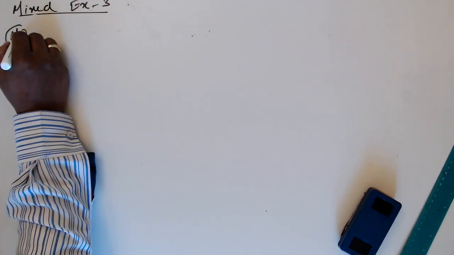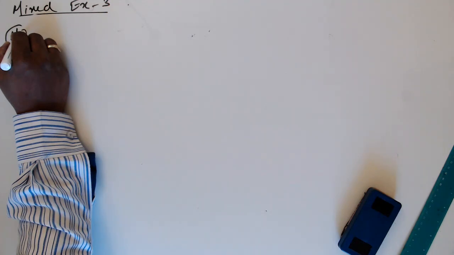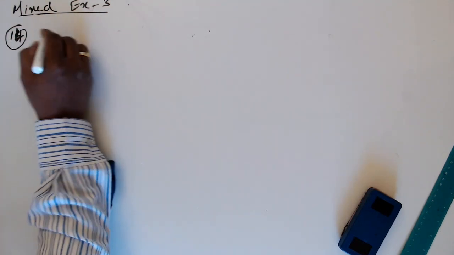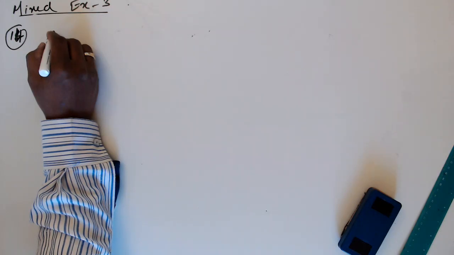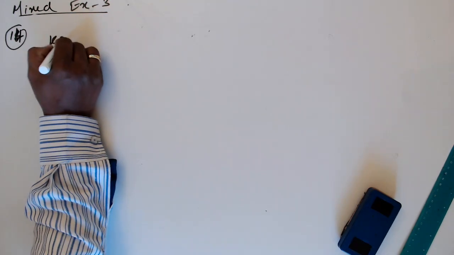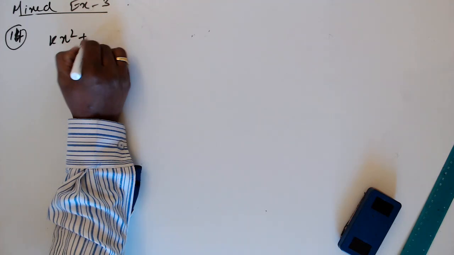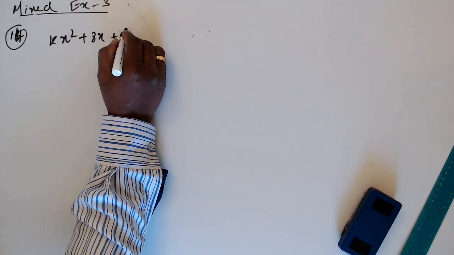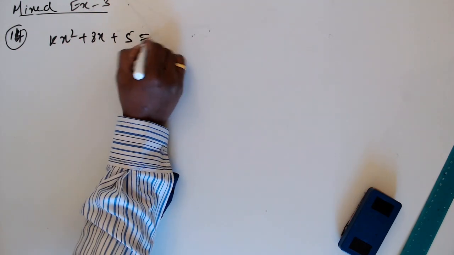Question 14. Kx square plus 8x plus 5 equals 0.